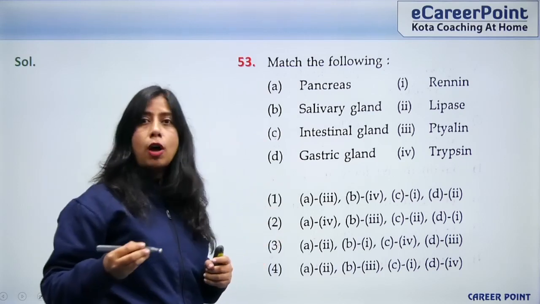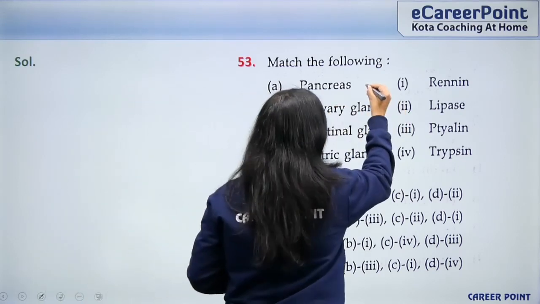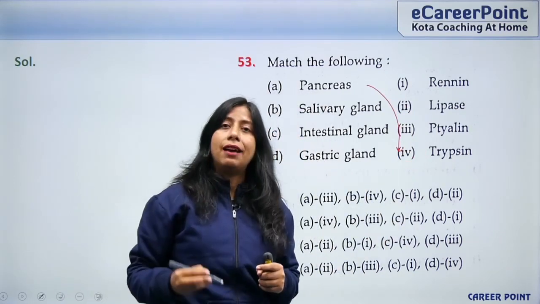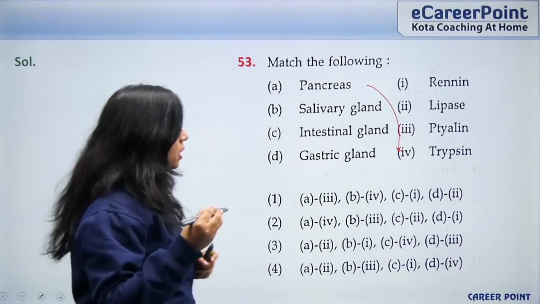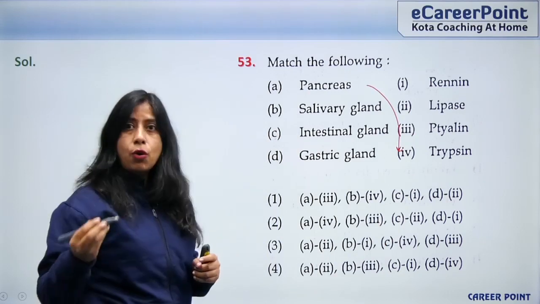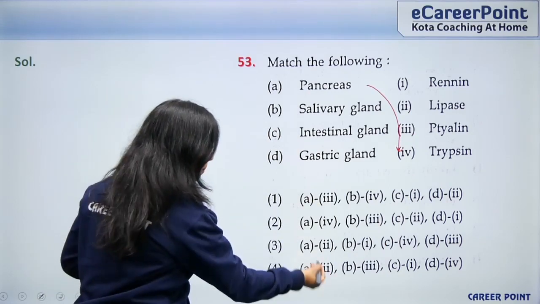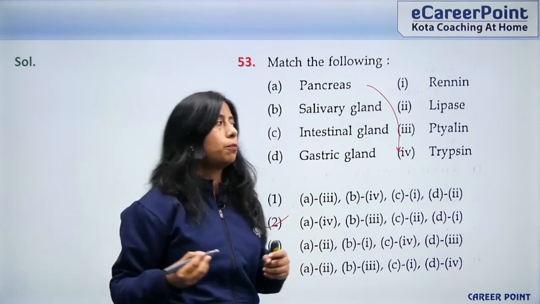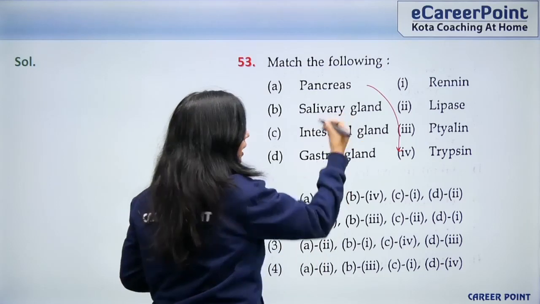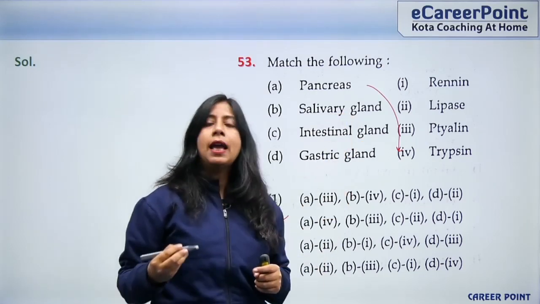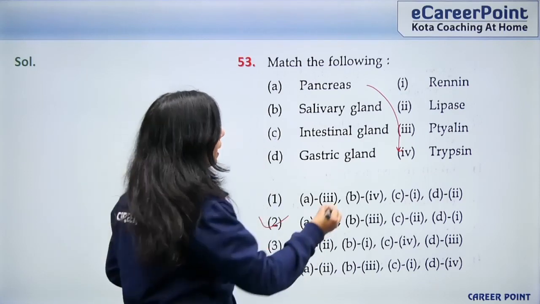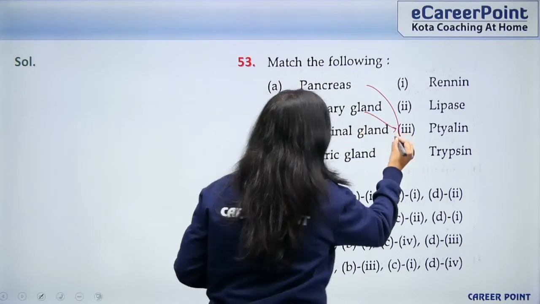So here if we see in the option, pancreas is having trypsin. Trypsin is the enzyme which acts on protein. So if we say first, fourth, out of all of them, only second has that option. Let's match the other options as well. Salivary glands produce saliva and it has salivary amylase. Another name of salivary amylase is ptyalin.